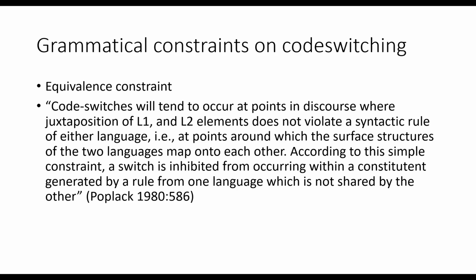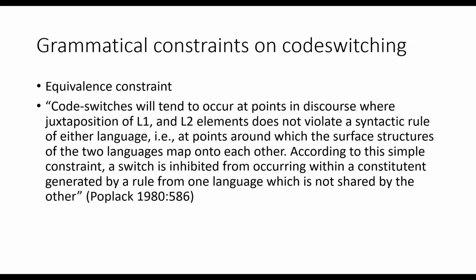So you might remember from your introductory courses, the whole notion of the underlying structure and the surface structure. What we need at the point of the code switch is the surface structure to match. Even if the underlying structures are slightly different, the surface structures must be fairly similar in order for the switch to happen. So according to this constraint, a switch is inhibited from occurring within a constituent generated by a rule from one language. So now we're talking about the underlying structure, which is not shared by the other language.